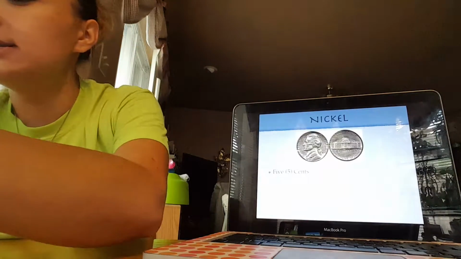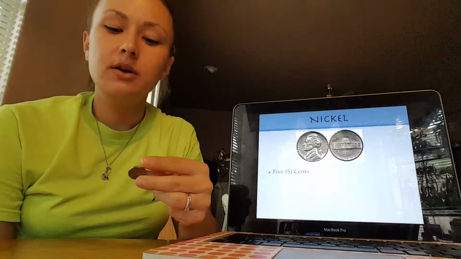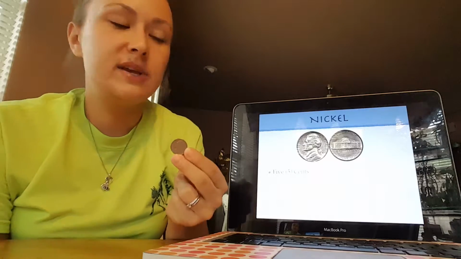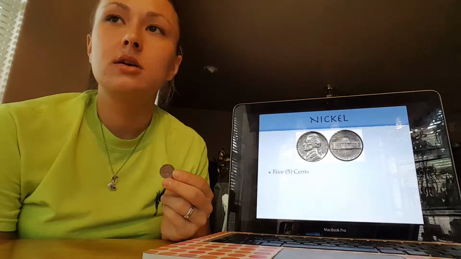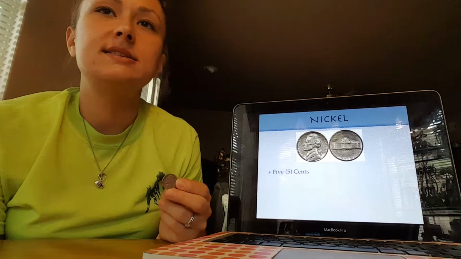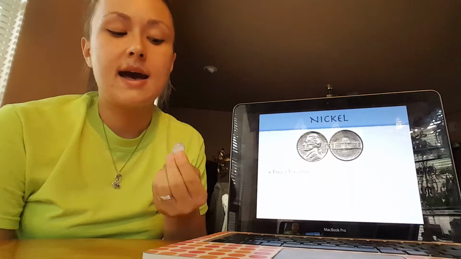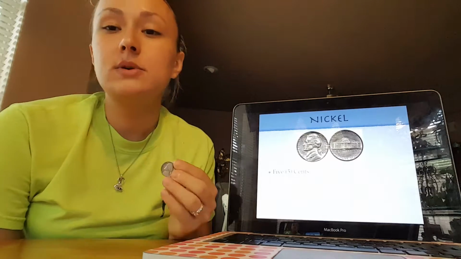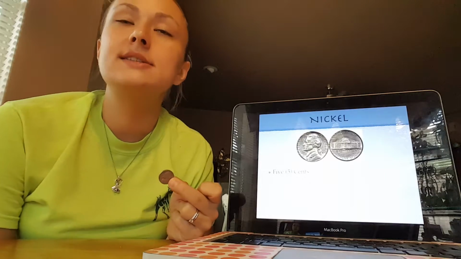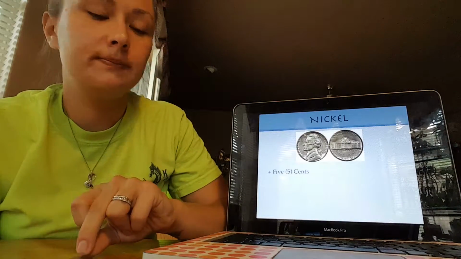Now we have a nickel. It's bigger than the penny and the dime, but not as big as the quarter. Does anyone remember how much this is worth? 5 cents. Yes, Johnny, it's 5 cents. Does anyone remember how many nickels we would need to get a dollar? It's 20 nickels to get $1.